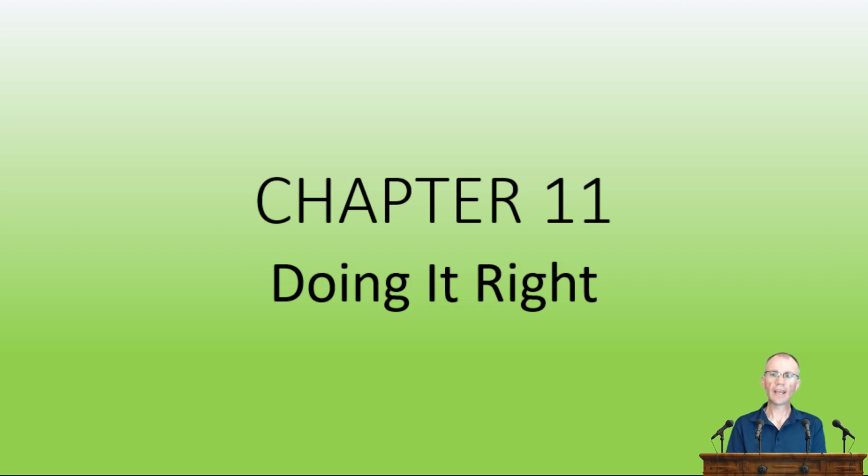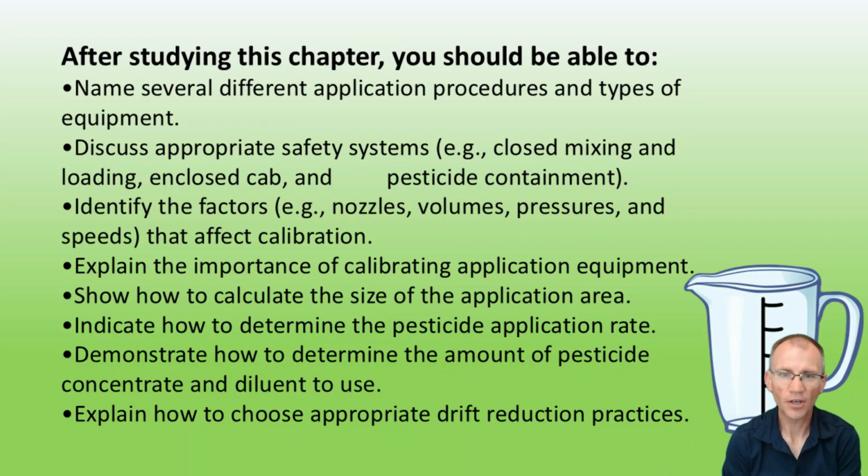The first part of today's training is going to be on Core Chapter 11, Doing It Right. After studying this chapter, you should be able to name several different application procedures and types of equipment, discuss appropriate safety systems, e.g. closed mixing and loading, enclosed cab, and pesticide containment. Identify the factors, e.g. nozzles, volumes, pressures, and speeds that affect calibration. Explain the importance of calibrating application equipment.